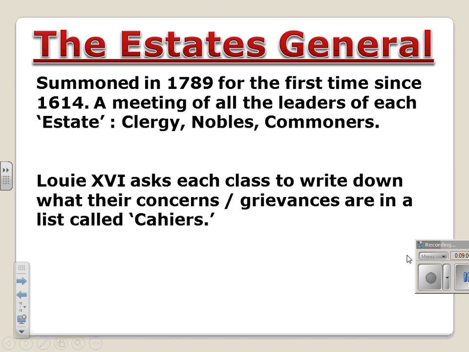Louis XVI asks each of the representatives from the estates to write down their concerns in a leather-bound book called a cahier, which is where they just write all their grievances, everything that's going wrong. And there are many. This does not go well. As you can imagine, anytime you tell people to tell you what you're doing that they don't like, it's sure to be a complaint fest.